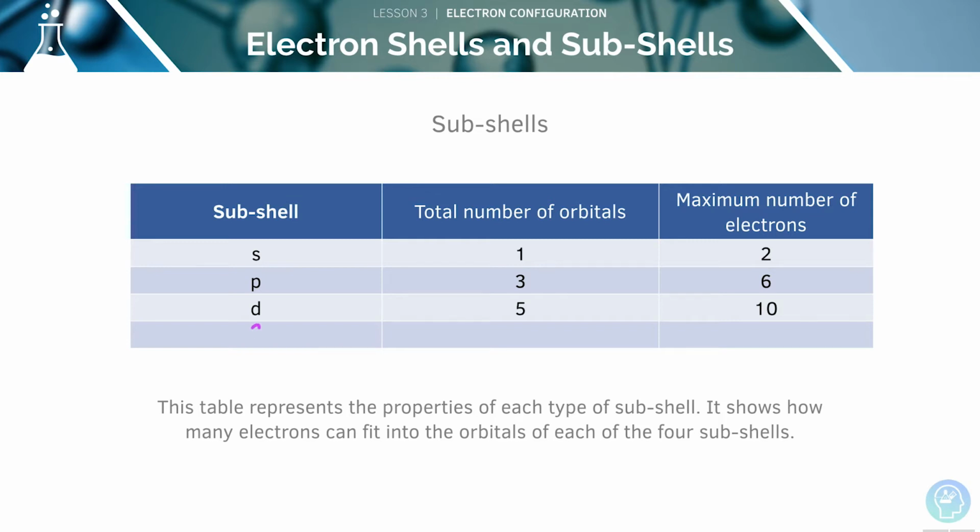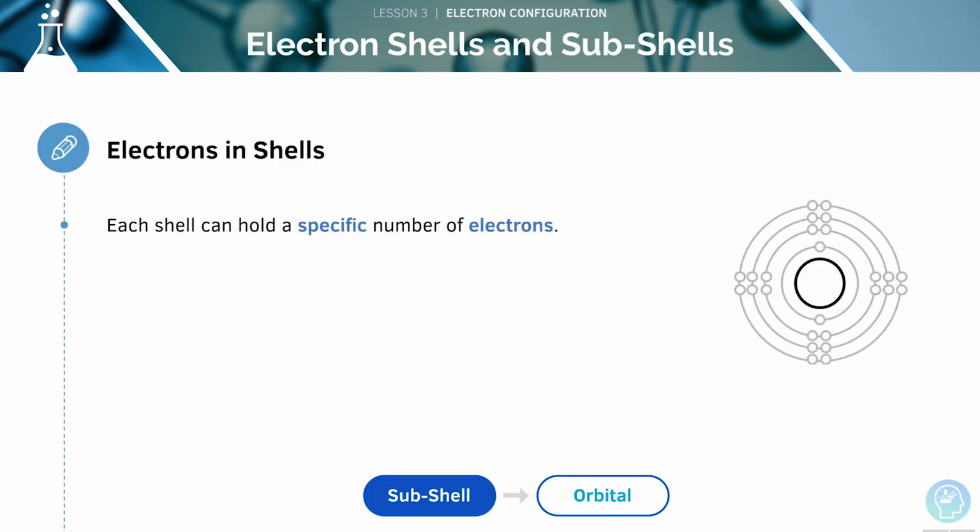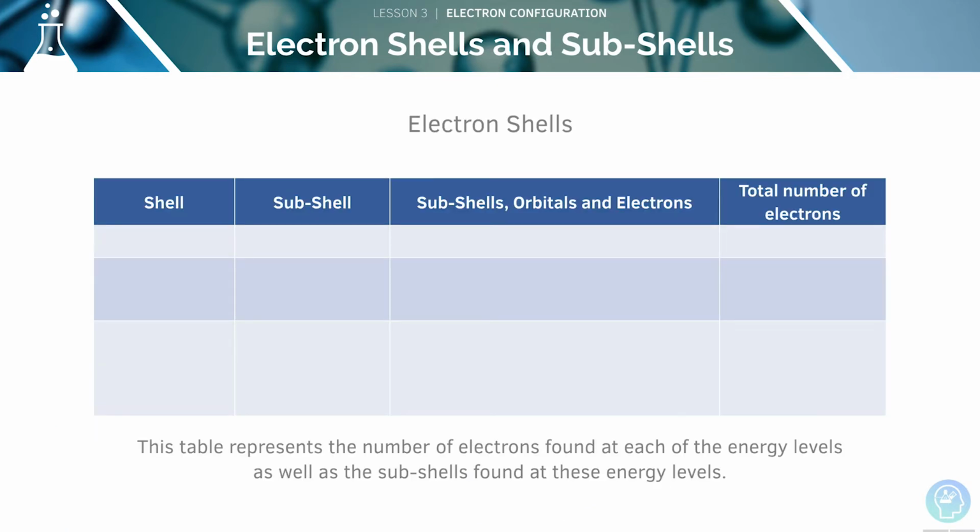Finally, we'll come to the F subshell. Our total number of orbitals is 7, and our maximum number of electrons must therefore be 14. Using the information in this table, we were able to calculate the number of electrons that each shell was able to hold. We know that each shell will hold a specific number of electrons. We'll now fill in this table.